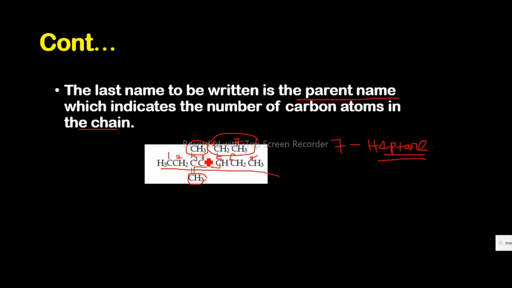Now, after identifying the groups, it's a methyl group. Why methyl? Because it has 1 carbon atom, so that is meth, but we add YL to name it as a group. So it is a methyl group. Even this one is a methyl group. But this one, since it has 2 carbon atoms, then it becomes an ethyl. Eth means 2.